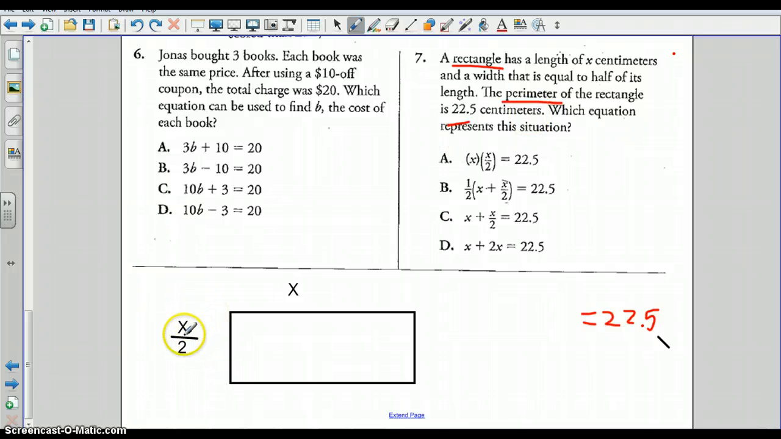So let's add this side, x plus x over 2, plus, what's the side across from this? Well, it would also be x over 2. Once again, we're finding the perimeter, so we're adding all the sides. And then we have the length, which is x. And then the parallel side, which is also x. So we have this as our equation.